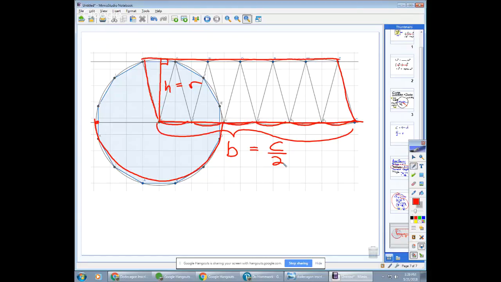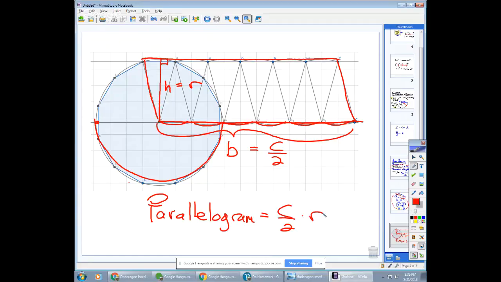All right, so according to that, the area of my parallelogram should be just base times height, so that's circumference over 2 times the radius. That's what we just built there. What's circumference again, Kristen? You gave me a formula earlier. C equals 2 pi r.